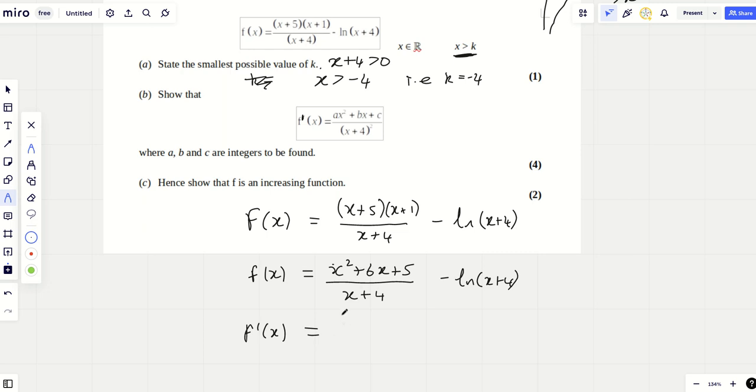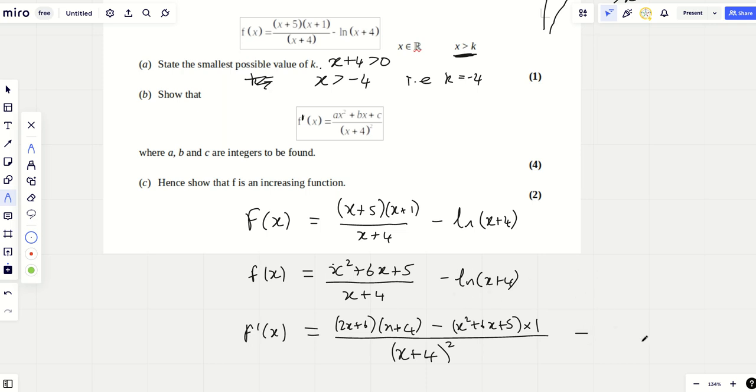Low d high: that's 2x plus 6, that's d high, multiplied by the low, x plus 4. When I say d here, I mean differentiate. Minus high d low: that's x squared plus 6x plus 5 multiplied by 1, over the square of what's below. And that's how you do the quotient rule in your head. Low d high minus high d low over the square of what's below.